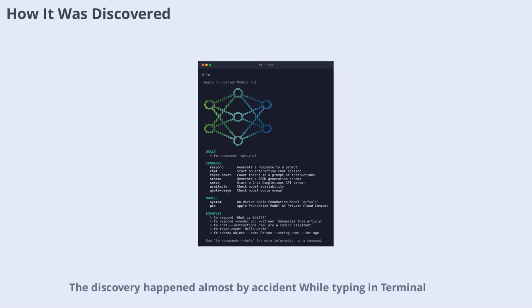The discovery happened almost by accident. While typing in Terminal, a mistyped command led to the launch of FM, revealing the Apple Foundation Models CLI. At first, it seemed like an old file manager, but it turned out to be a powerful AI tool. This hidden feature works entirely offline, making it both private and fast. The developer quickly realized the potential and began exploring its capabilities, documenting everything along the way. This is not just a neat trick, it's a robust AI assistant waiting to be used.